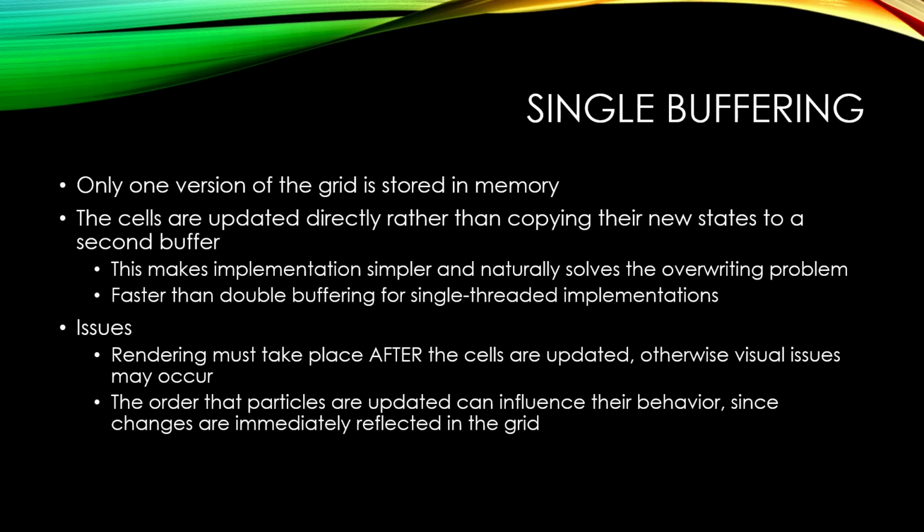Now, single buffering on paper can actually be faster and simpler to implement compared to double buffering. Here, you just have one version of the grid stored in memory, and when the grid gets updated, the cells are kind of updated in place, rather than copying their new states to a second buffer. This makes the implementation a lot more straightforward, and it naturally solves the overwriting problem I mentioned before, and it's actually faster than double buffering for a single-threaded implementation because you don't have to clear the second buffer every time.